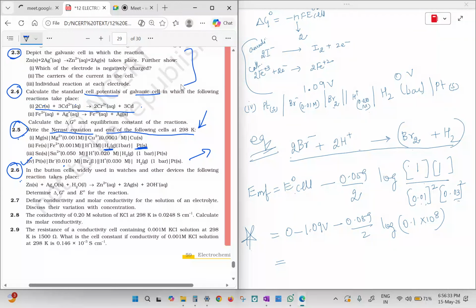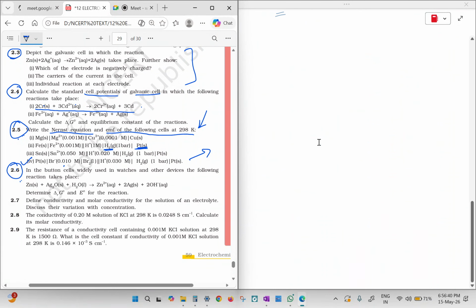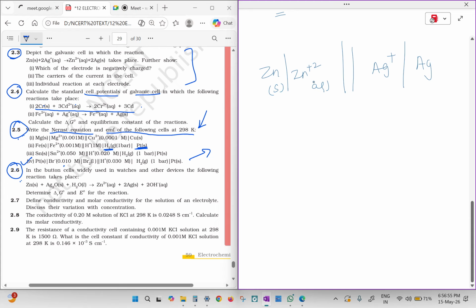This was there in class 11 also, remember? Depict the galvanic cell in which the following reaction is taking place. So you just have to write which is anode. Zn is getting oxidized to Zn plus 2 and the Ag plus is getting reduced to Ag. You don't have to write 2Ag, please remember. Solid, aqueous, aqueous and solid.